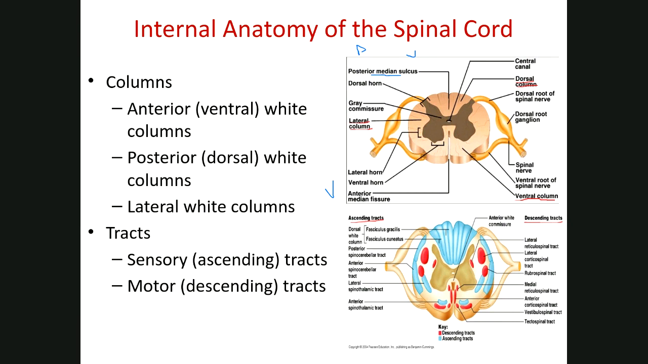So when we look at the white matter, we call these columns. Around the anterior portion, these are called the anterior or ventral white columns. The white matter on the lateral portion of the spinal cord are called the lateral white columns, and the white matter in the posterior region are called the posterior or dorsal white columns. Each column consists of bundles of nerves called tracts. The sensory ascending tracts are transmitting nerve impulses upwards to the brain, and the motor or descending tracts are transmitting impulses down from the brain and outside. So the spinal cord tracts are continuous with the tracts in the brain.